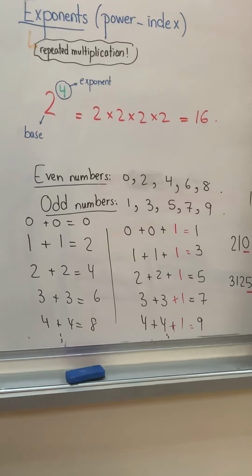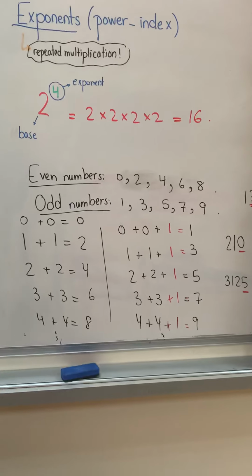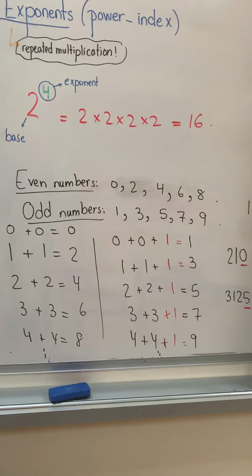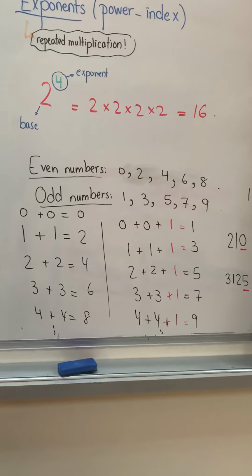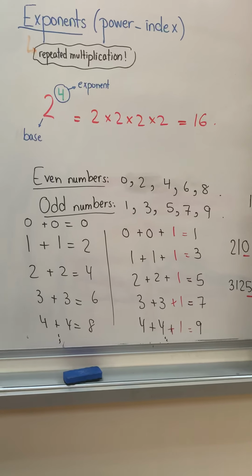Suppose I have even numbers and odd numbers. Let us recall quickly what are even and odd numbers. The even numbers, the famous 5, are 0, 2, 4, 6, 8. And the odd numbers are 1, 3, 5, 7, 9.